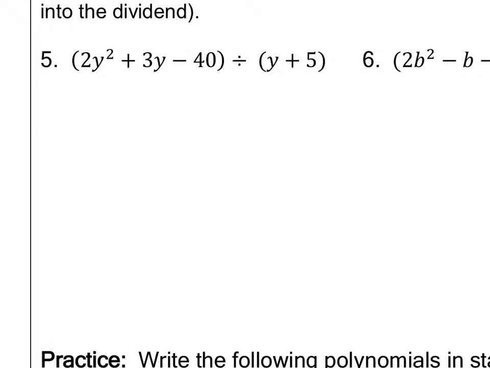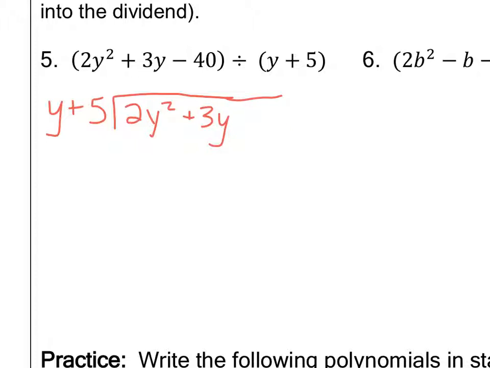So the first thing I'm going to do is get it set up. So I've got y plus 5 is going to be divided into 2y squared plus 3y minus 40. Okay, so there's my problem. This is going to work pretty much just like we did with numbers. Few things that you need to know.